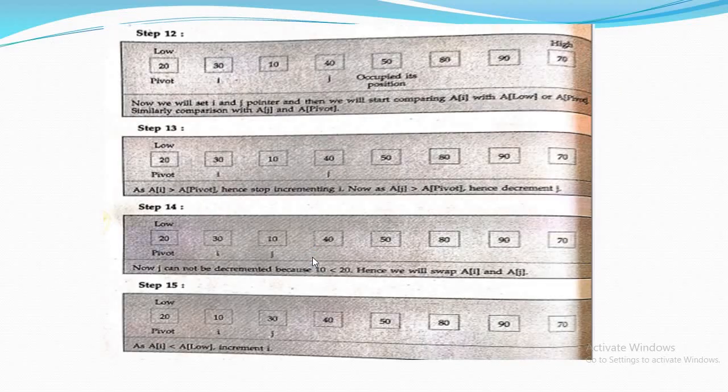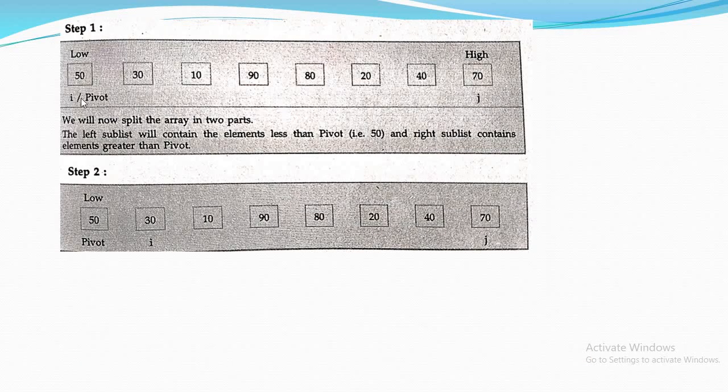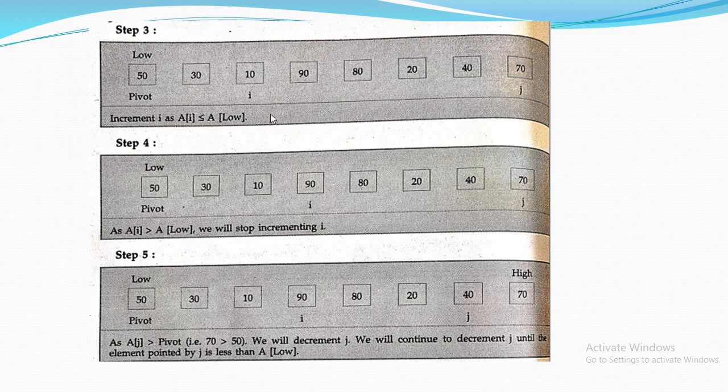Now we move to the example. The first element is 50, then 30, 10. First, you have to check the condition I is less than or equal to J. Then we compare A of I with the pivot element. If A of I is less than or equal to the pivot element, we are going to increment the value of I. If A of I is greater than A of low, we stop incrementing I. Here A of J is greater than the pivot element, so 70 is greater than 50, which means we are going to decrement the value of J.